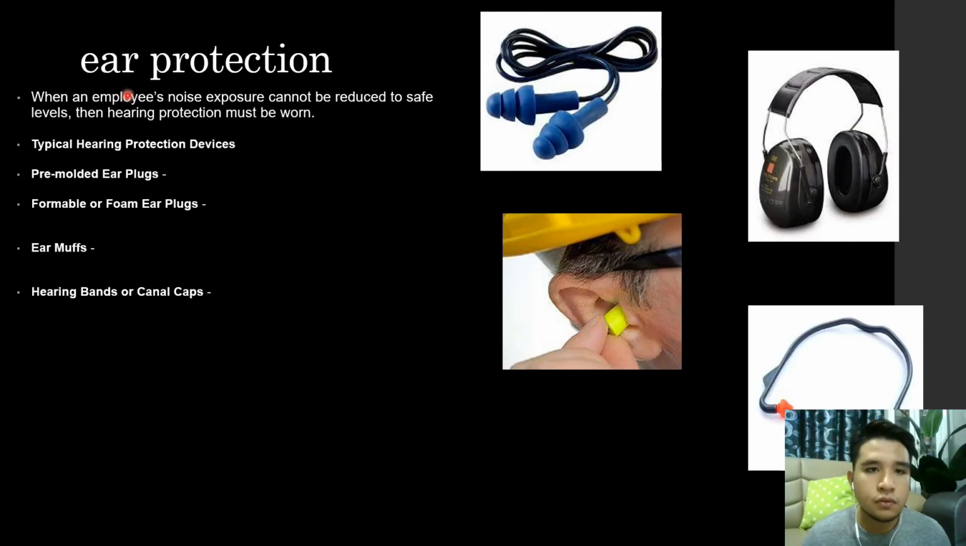Then I continue to ear protection. For ear protection, when an employee's noise exposure cannot be reduced to a safe level, then hearing protection must be worn. For hearing protection devices, we have four types: pre-molded earplug, formable or foam earplug, earmuff, hearing bands, or canal caps. And this is the picture of pre-molded earplug. This is for foam earplug, and this is earmuff, and this is hearing bands or canal caps.